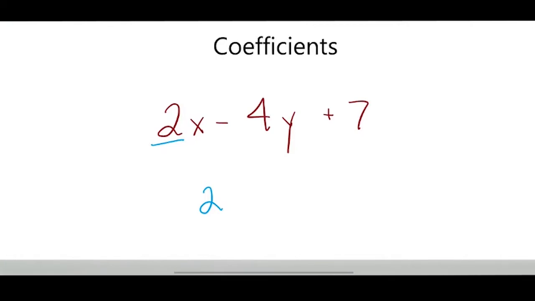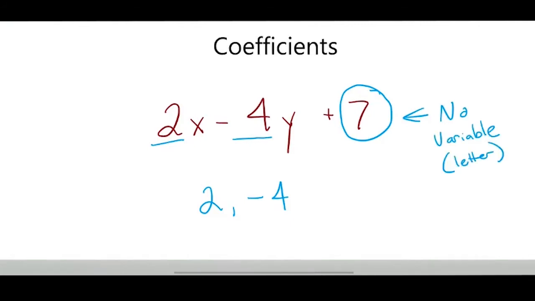Next, I see I have the variable y, and in front of that is a negative 4. So I will say that my next coefficient is negative 4. Now I look to see here, I have this 7, but there is no variable. And remember, a variable is a letter. If there's no letter, then this is not a coefficient. So our only coefficients here are 2 and negative 4.